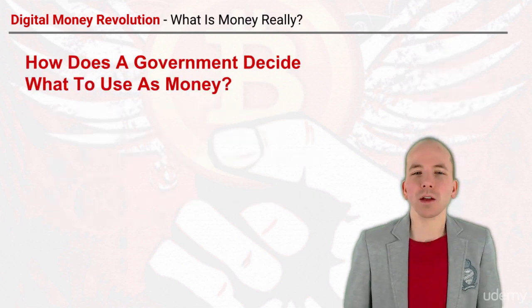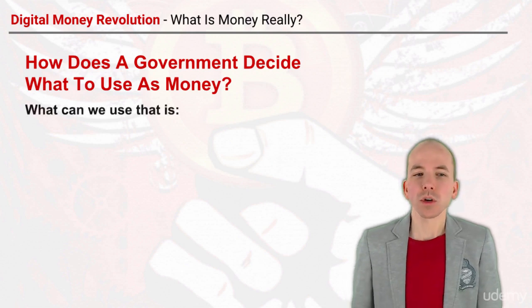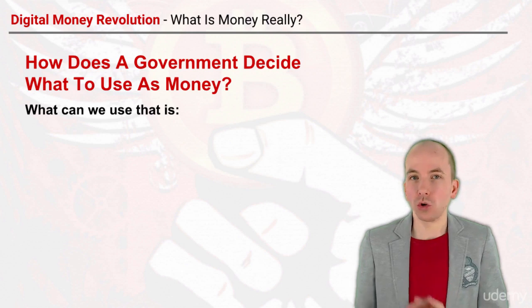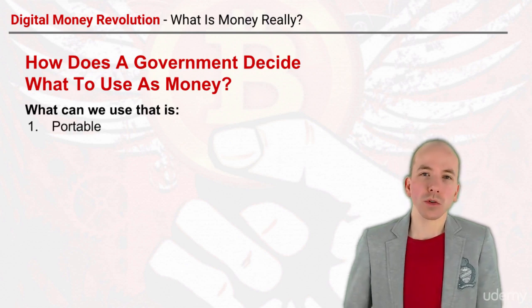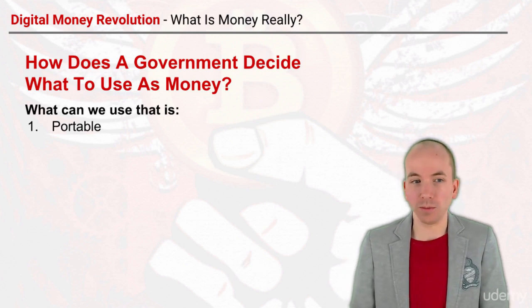So here's another question. How does the government decide what to use as money or currency? Well, they'll ask these questions. There's actually 5 criteria for a good currency. So the currency has to be portable because you have to be able to give it to someone else when you spend it with them.